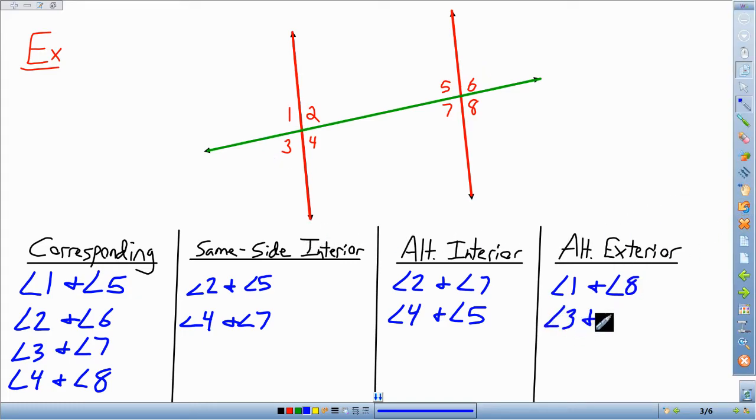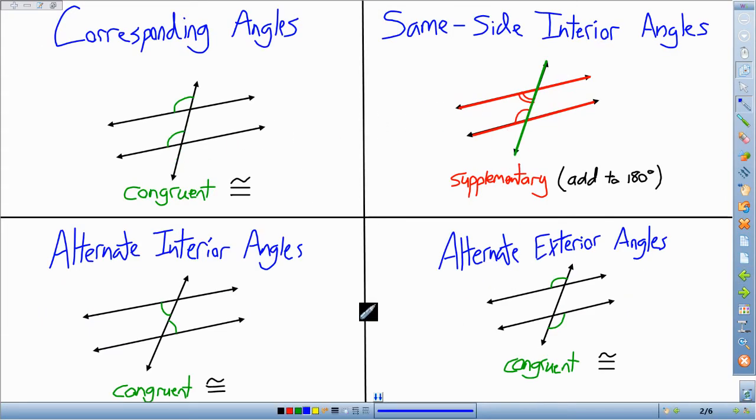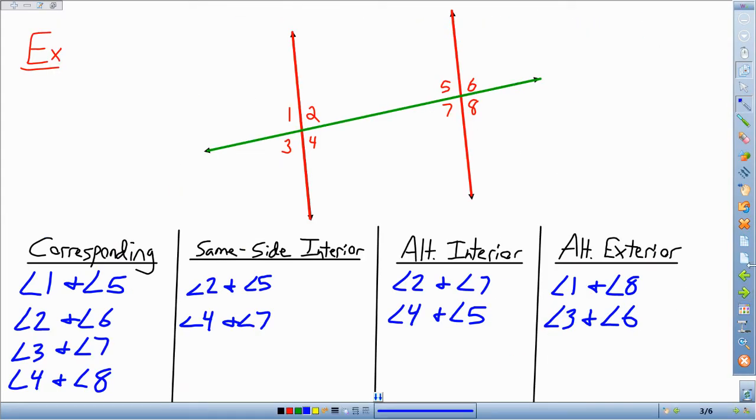All right, so there are the types of angles. Refer back to this if you need to. This slide and this slide especially are really, really good ones to refer back to anytime you forget these words, because I don't expect you to already know and memorize these things, but hopefully you're starting to get an idea.